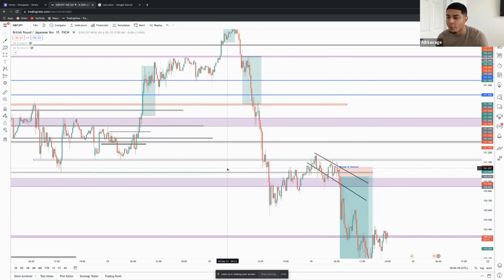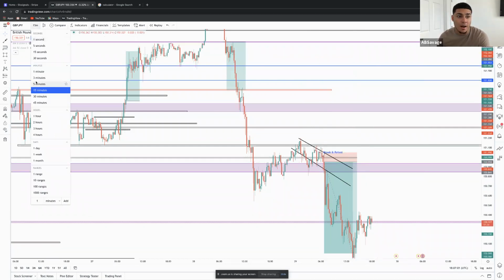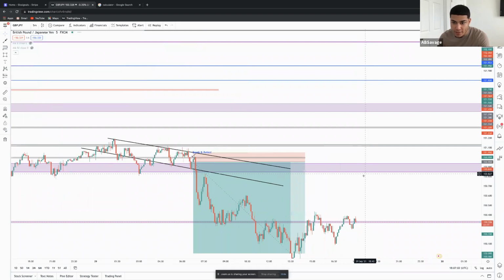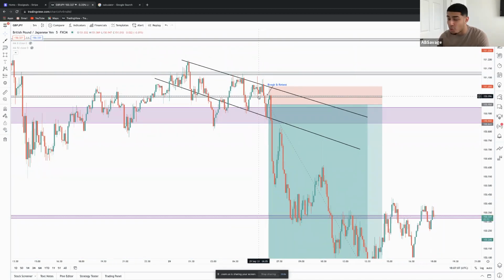So we have this 151 flat level, which is this line right here, the support that I keep talking about. Once I saw price break under that support level, I went on this 5-minute time frame, and as you guys see, once we broke this support level, it was a perfect break and a retest. So I was like, you know what? The sales are coming now.